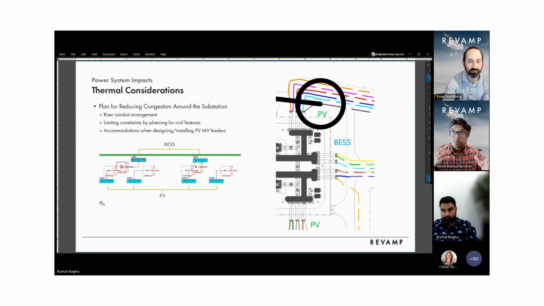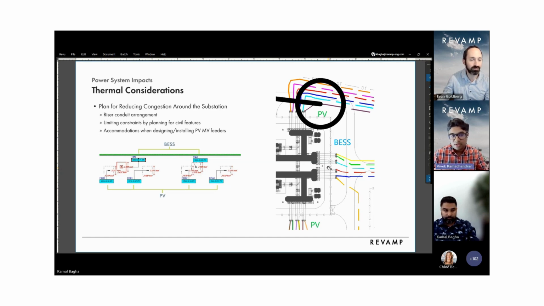If during the design for the PV systems, there is an inkling, there is knowledge that there might be a future BESS system, some of this congestion can be managed by carefully placing the conduits coming out of the substation in select directions. You can see an example here to the right where the PV feeders are coming in from the north and the south of the substation, and the BESS feeders are coming in from the east. So both from a construction sequencing standpoint as well as a thermal standpoint, these circuits are largely decoupled.